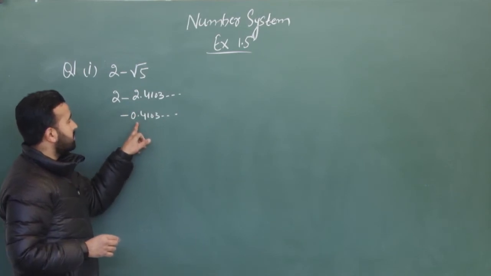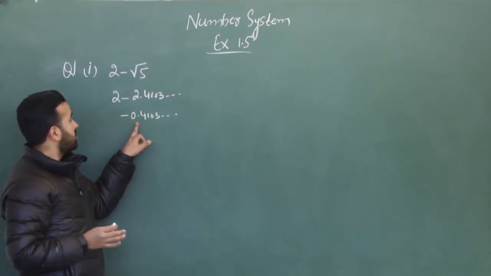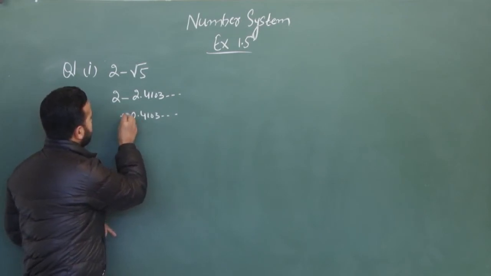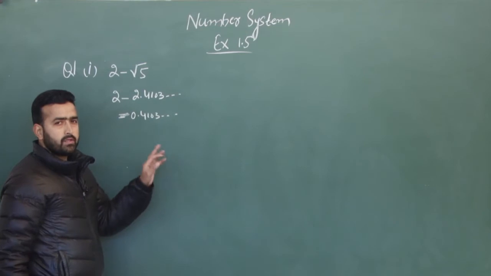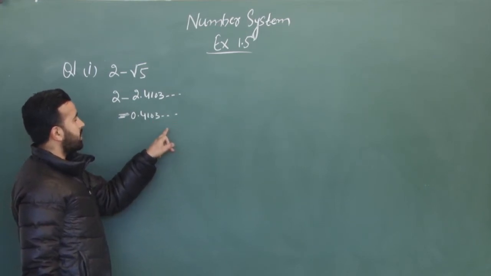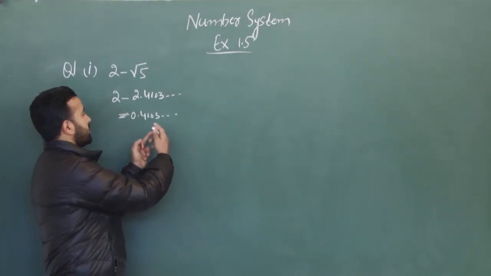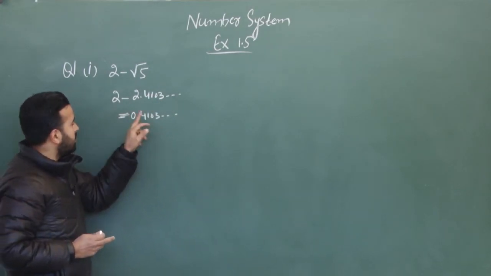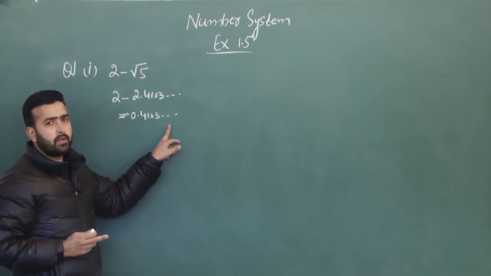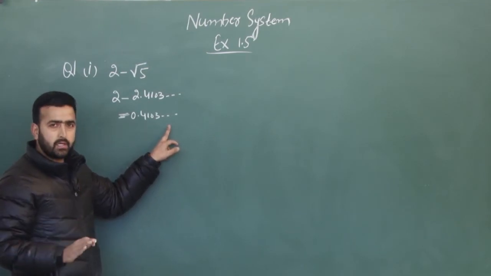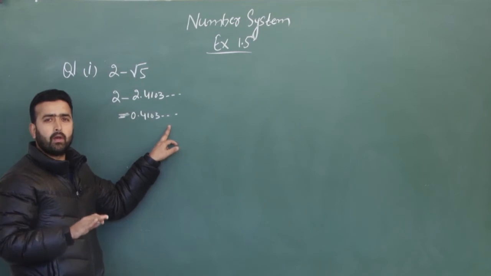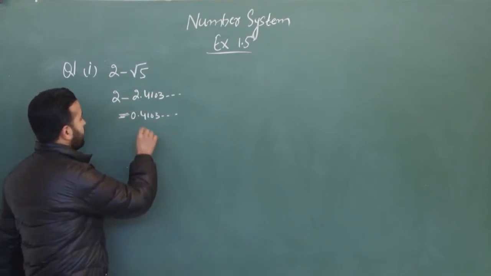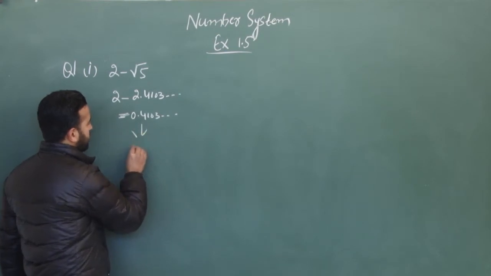Again, after using the subtraction operation between this 2 and the under root 5, you can see we will get the resultant number, after performing the subtraction, 0.4103, and so on. From the decimal expansion of this number you can look at this. This also has a non-terminating, non-repeating decimal expansion, and we know such types of numbers which have non-terminating and non-repeating decimal expansion will be classified as irrational numbers.